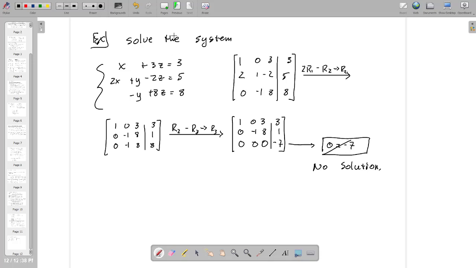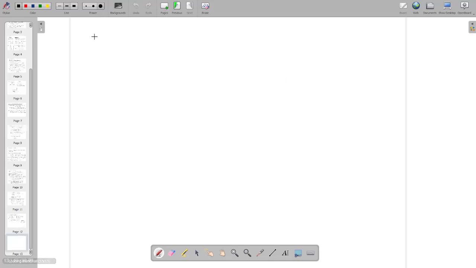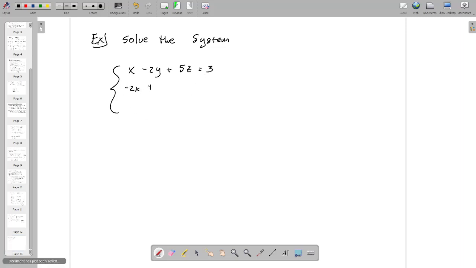Now the dependent case is a little bit more challenging. Solve the system. Suppose that we have the system x minus 2y plus 5z is equal to 3, negative 2x plus 6y minus 11z is equal to 1, and 3x minus 16y plus 20z is equal to negative 26.